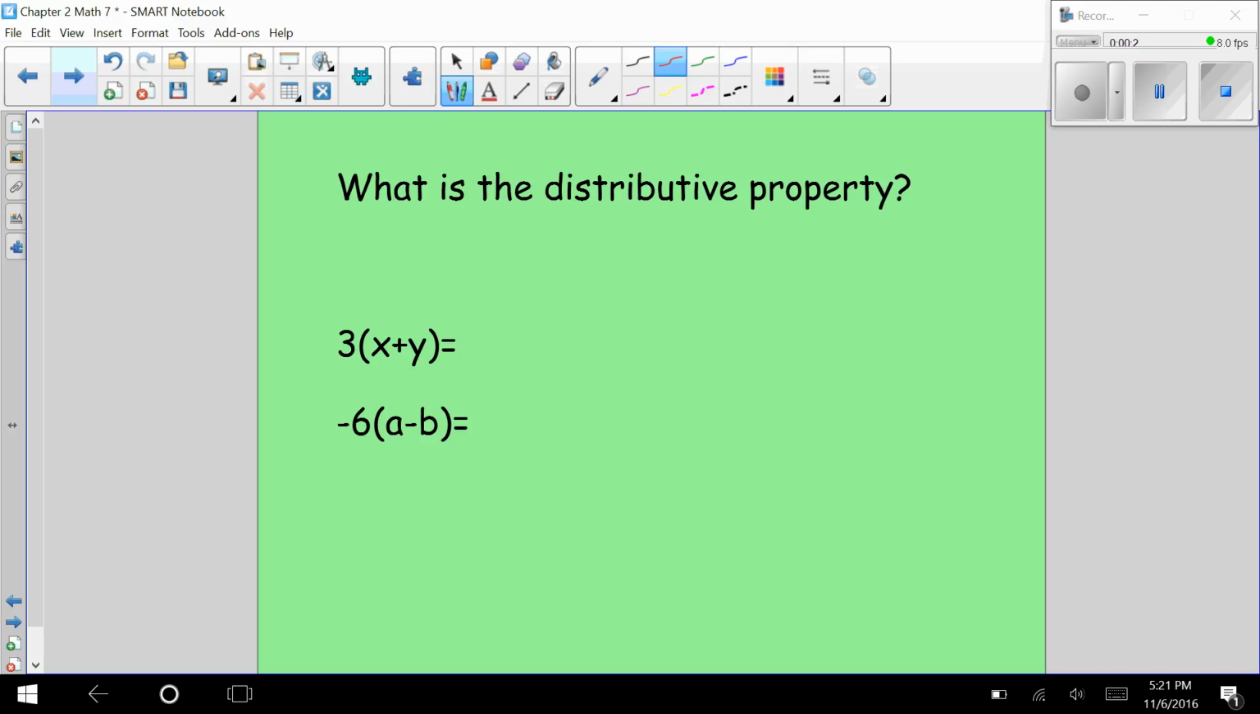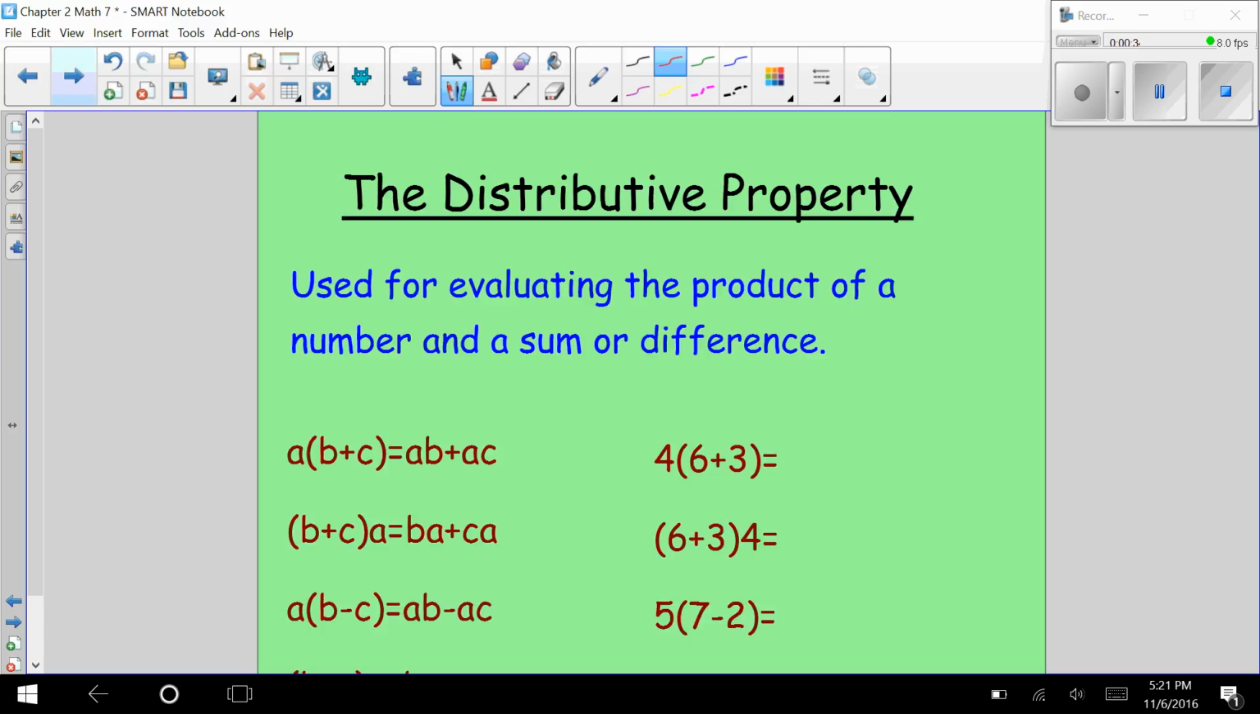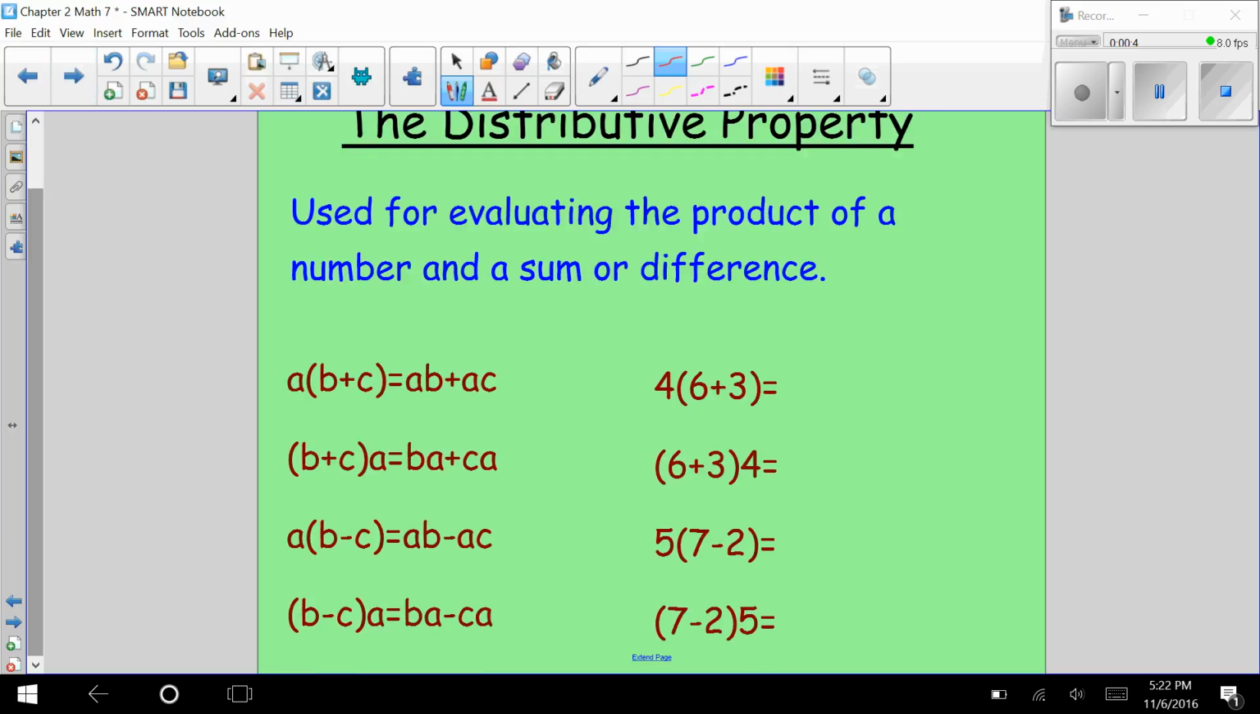If you remembered anything, you'd remember that this top one becomes 3x plus 3y, and the bottom one becomes 6a minus negative 6b. If you don't remember that, that's okay. The distributive property is used for evaluating the product of a number and the sum or difference. So basically, the order of operations tells us to do what's in our parentheses first and then do the multiplication that's outside front. Well, we can't always do that. Sometimes there's a variable in the parentheses and we can't combine inside the parentheses first. That's when the distributive property is very helpful.